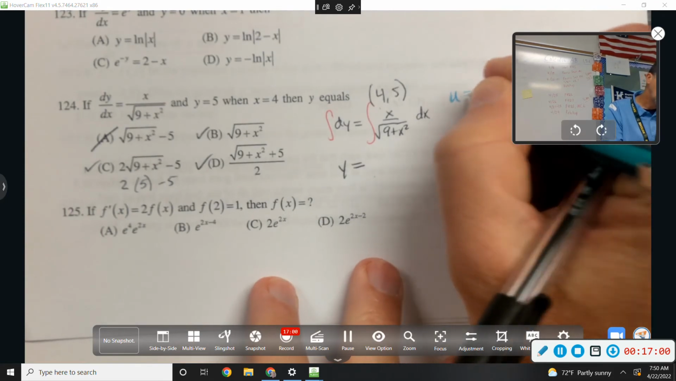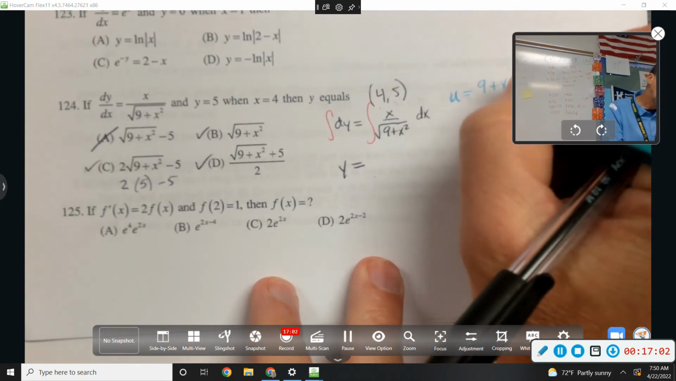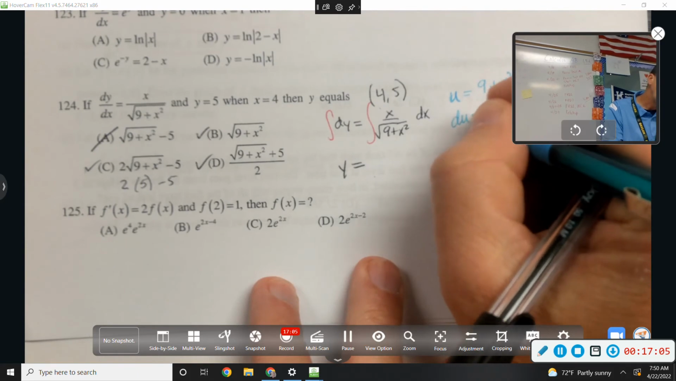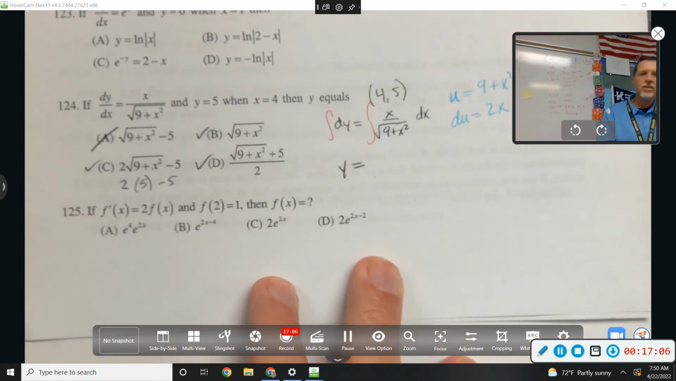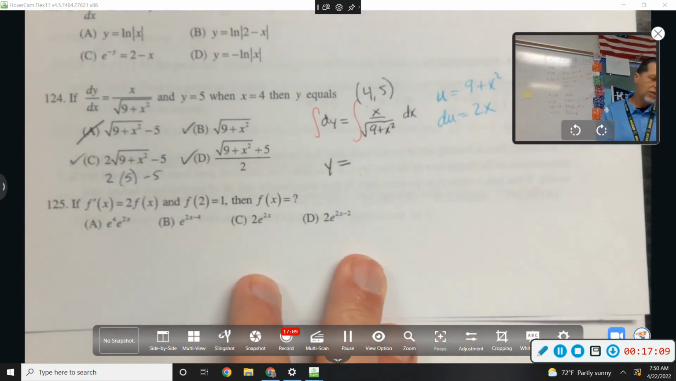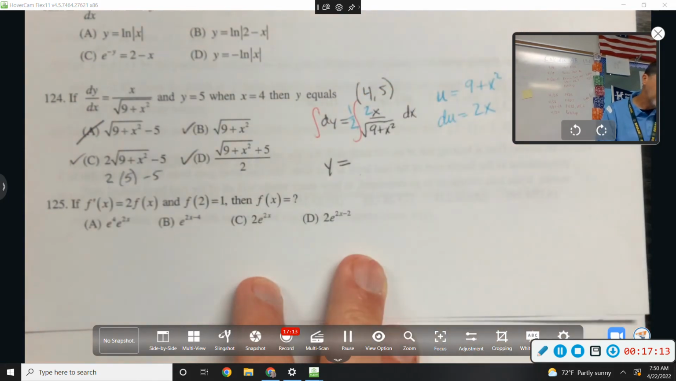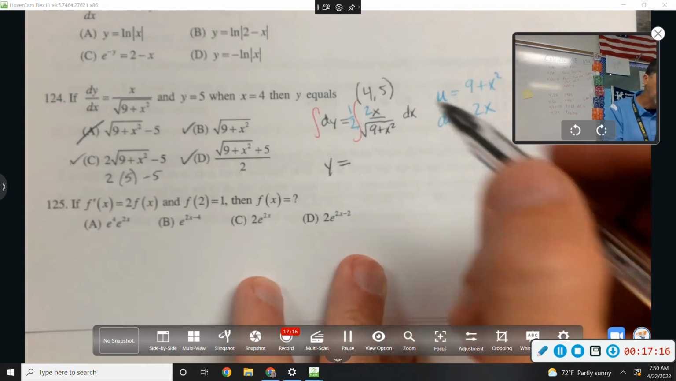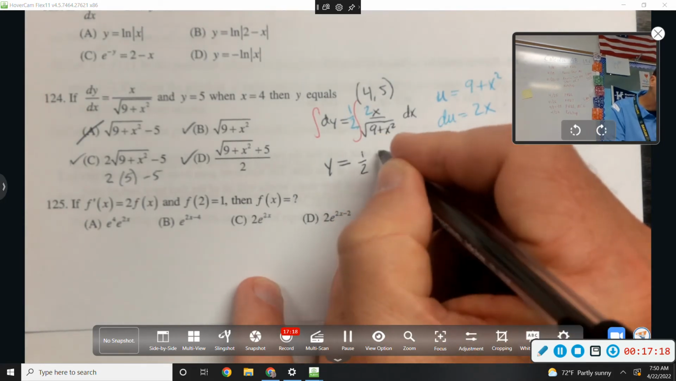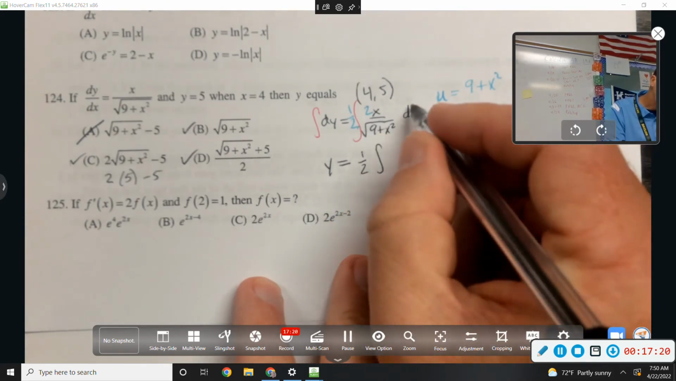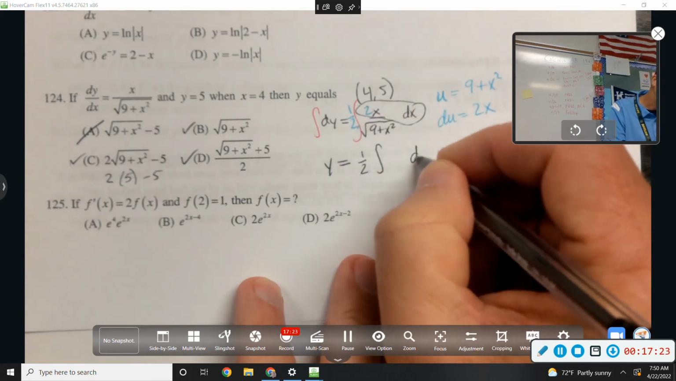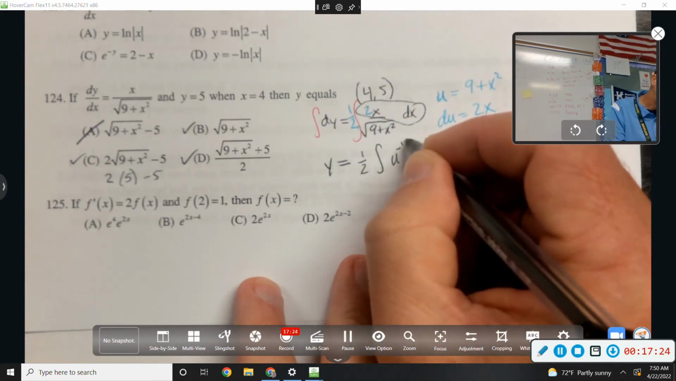Let's let u equal 9 plus x squared, because when I peek ahead, du is 2x, which is good. So a 2 and a 1/2. So I'm leaning toward d with that 1/2, but I better keep going here. So all of that's du, and that's u to the negative 1/2.